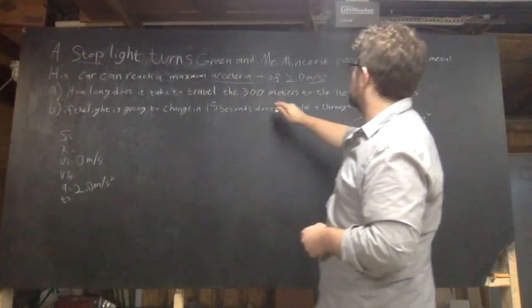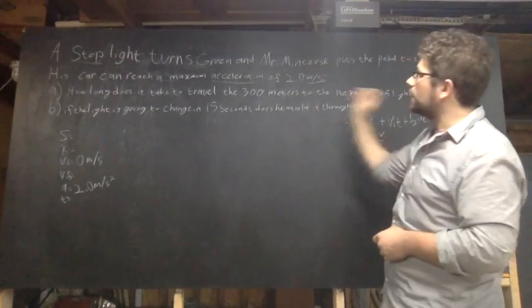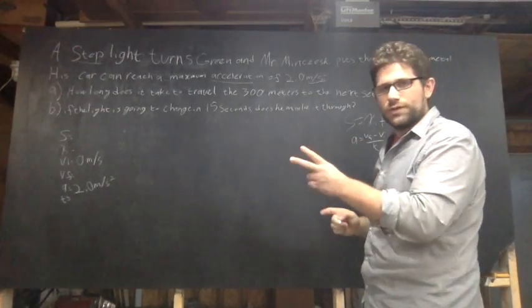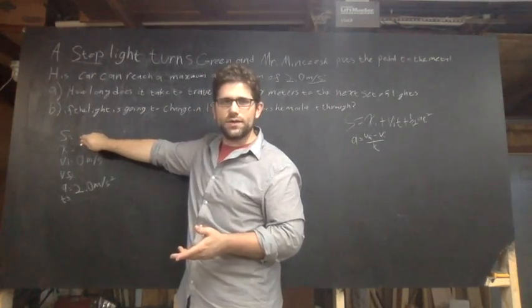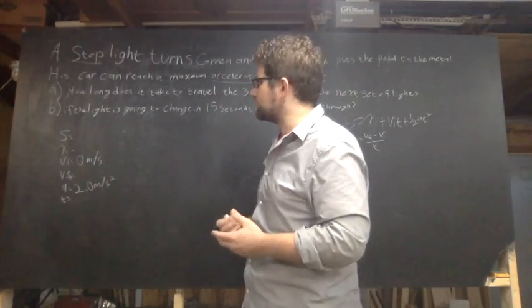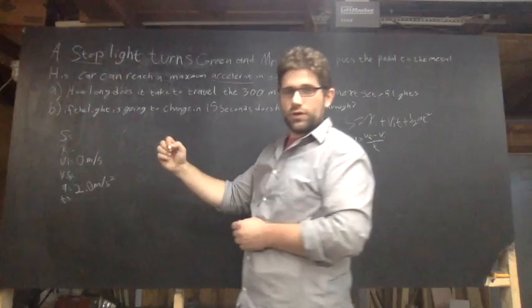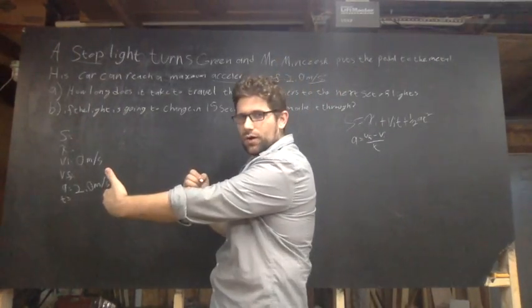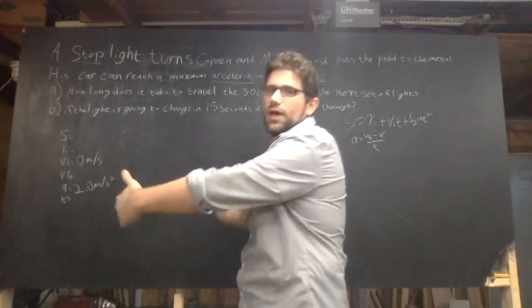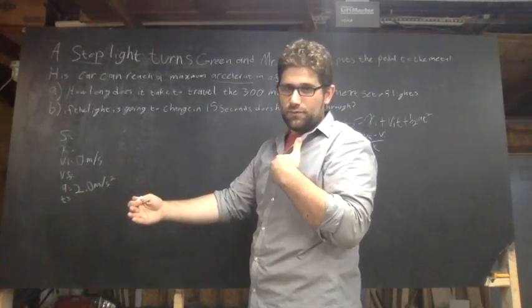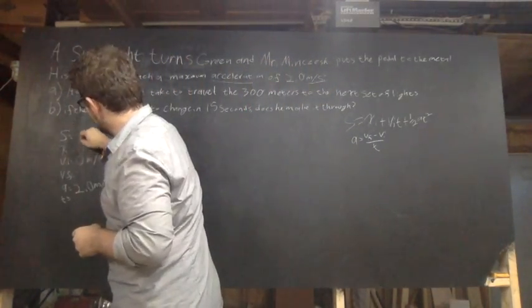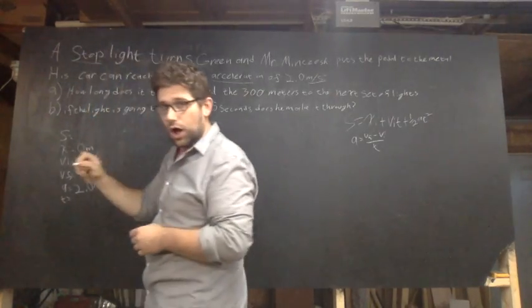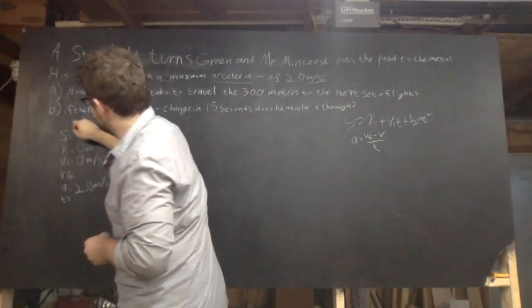How long does it take to travel the 300 meters? Okay, so 300 meters. There's two places that this could go. It could either go in our xi or our s. Now, you could technically set this problem up so that your starting point is 300 meters and you're counting down to 0. But then everything would be flipped negative. So we're going to start from 0, and we're going to go to 300 meters.